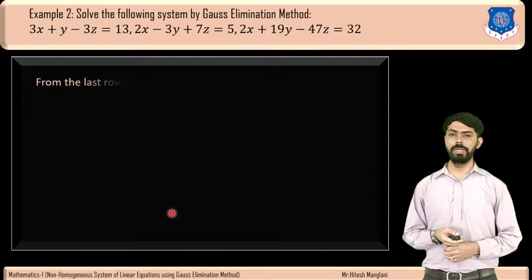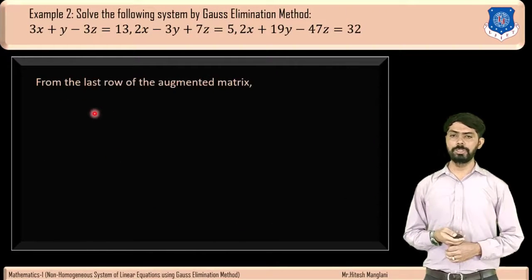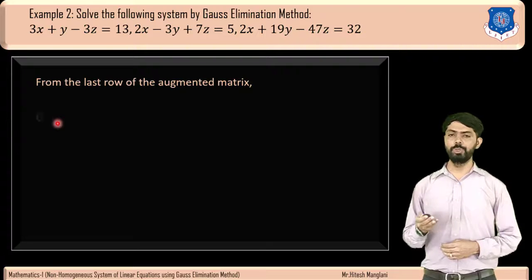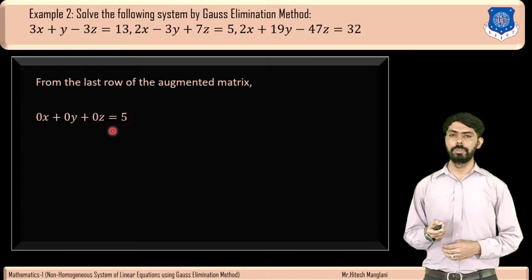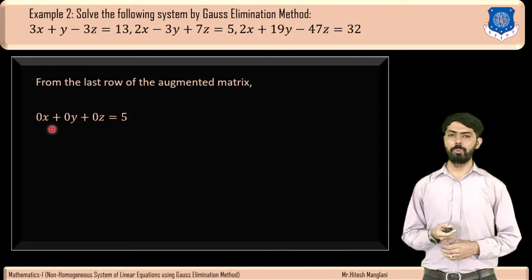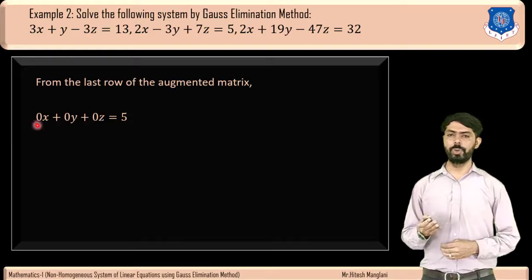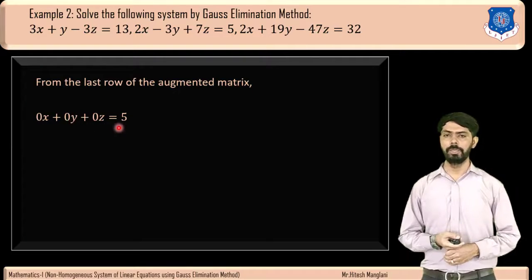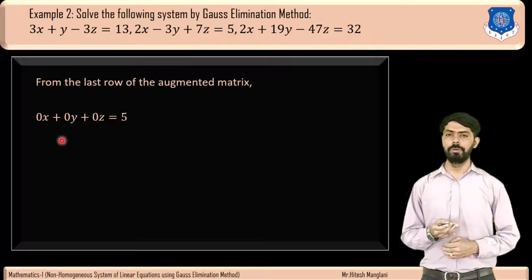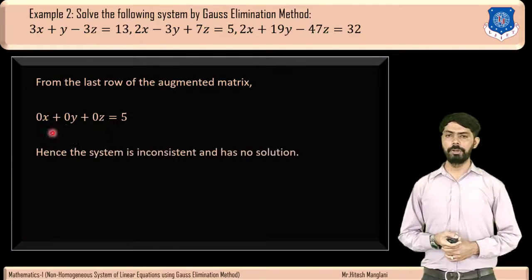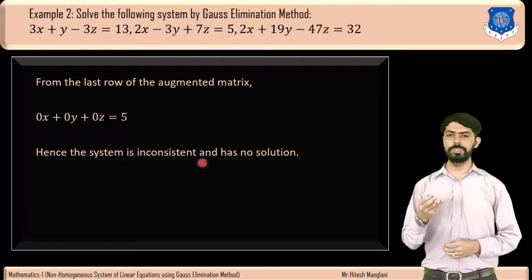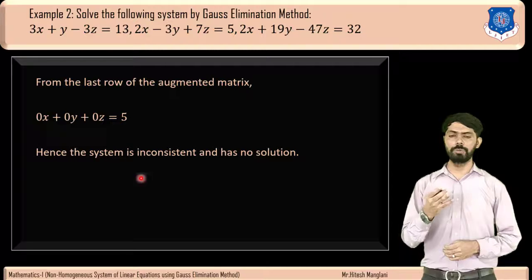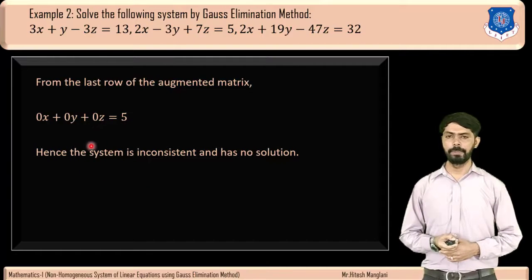From the last row of the augmented matrix, the equation is 0x plus 0y plus 0z is equal to 5. So that means 0 is equal to 5, which is not possible. Therefore, we can say that this system has no solution. Hence the system is inconsistent. Its meaning is that the system has no solution, because 0 is equal to 5 is not possible.